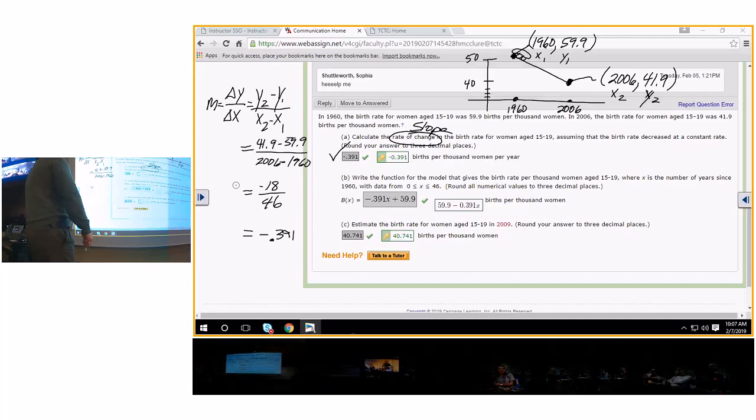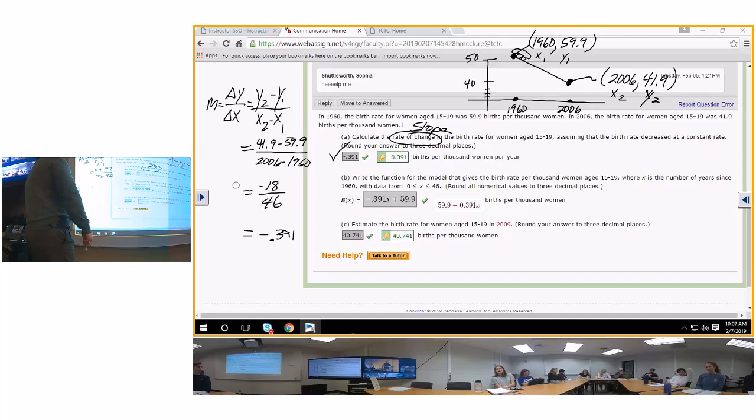All right, what's the next one say? Write the function or the model that gives the birth rate per 1,000 women age 15 to 19, where x is the number of years since 1960, from 0 to 46.